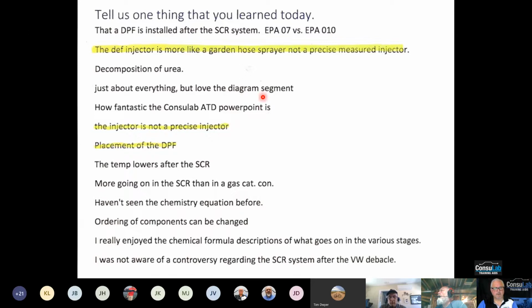Love the diagram section. Yeah, that's kind of fun. I like to draw on the screen on an image to show where my mind is going, so that I can demonstrate my learning to the student as I go through. Well, I'm not so sure about fantastic PowerPoints, but thank you. Placement of the depth lowers temperature. So there's a lot of good comments there, and I appreciate that.